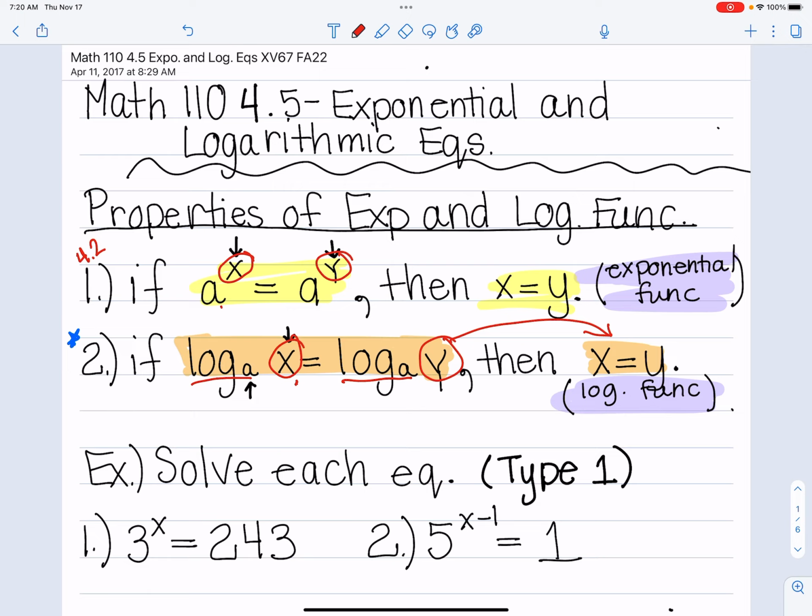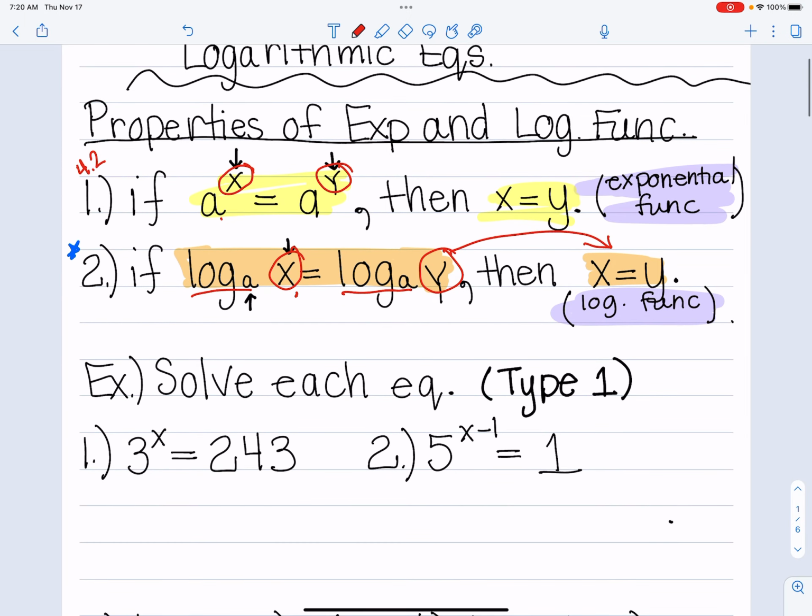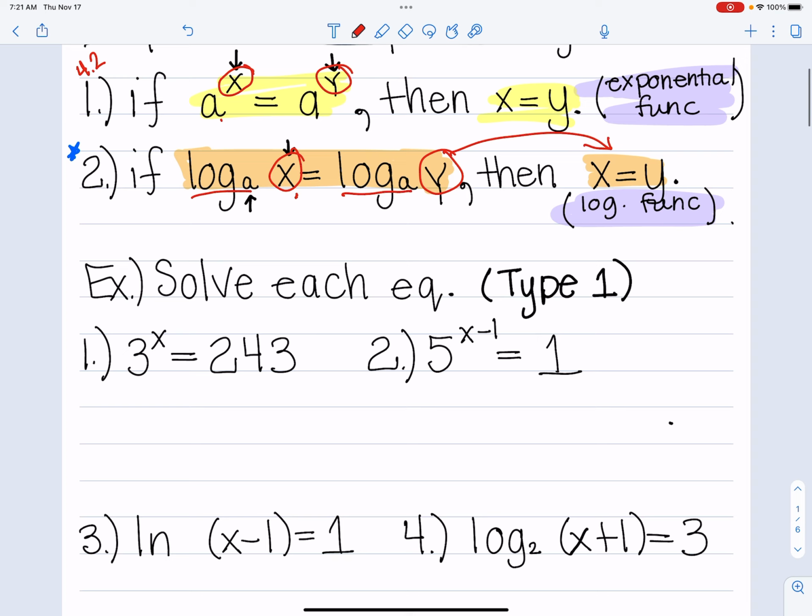Now, real quick, let's review type 1 logarithm as well as type 1 exponential. Remember, we want to find the same base on each side. Number 1, I have 3 raised to the x equals 243. Now, 3 is already a base here. Can 3 be a base on the other side? Yes, it can. So we write 3 raised to the x equals 3 raised to the 5th power.